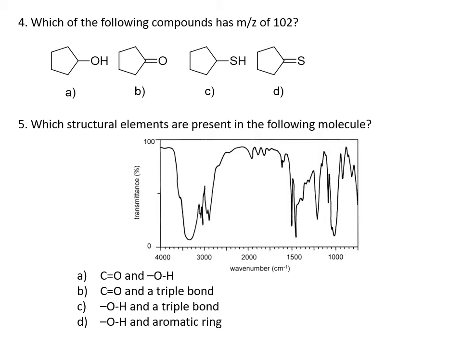Question number 4. Which of the following compounds has m/z of 102? So mass to charge ratio of 102. That really means which of the following compounds has molecular mass of 102, because then it will exhibit m/z of 102. And simply you have to add atomic weights to end up with mass of 102.